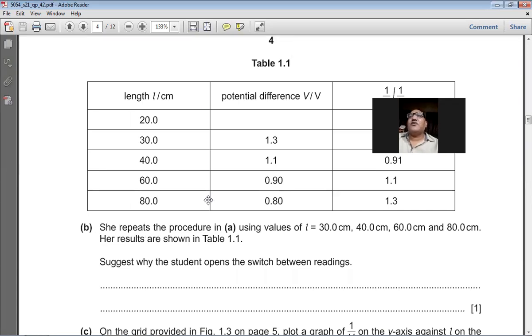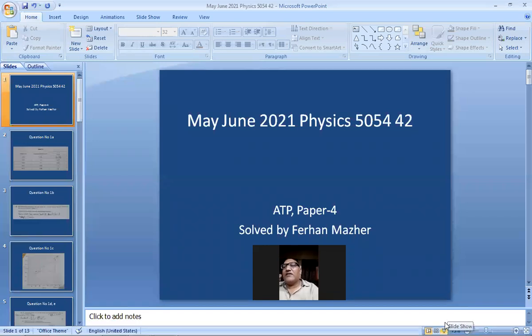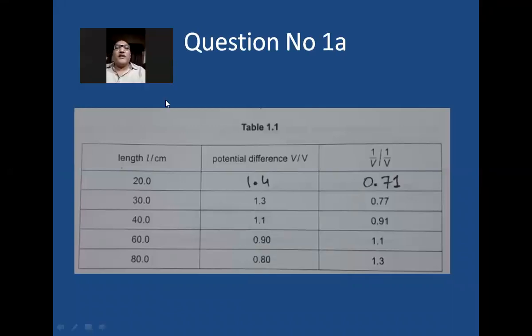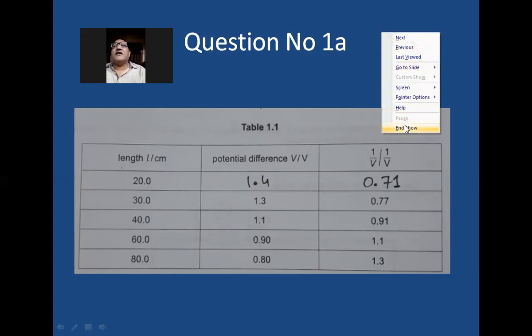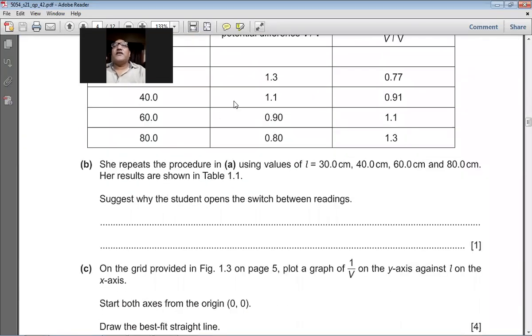This is on page number 4, the table they were talking about. Here we have to write 1.4 volt, and here we have to write the reciprocal of 1.4. Let me show you how we have done it on the page. You can see that the reading on the voltmeter in table 1.1, I am filling it, is 1.4. When I reciprocate it on the calculator, I write 1 divided by 1.4, and that will be 0.71. This is how you do it, and let's go back to the paper. So we have filled this table.